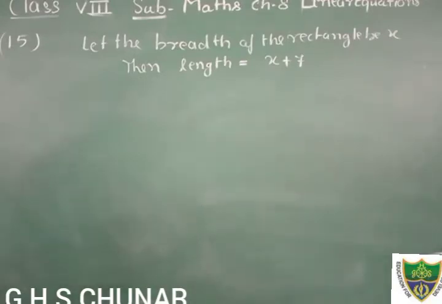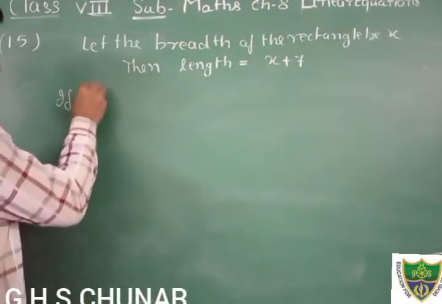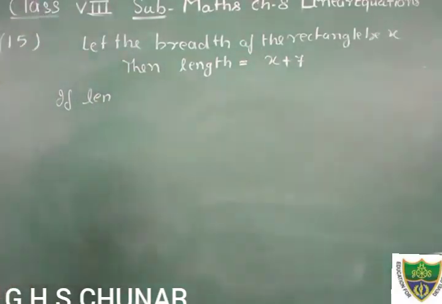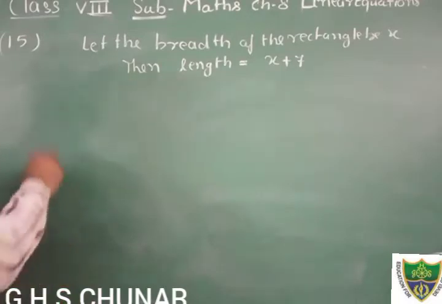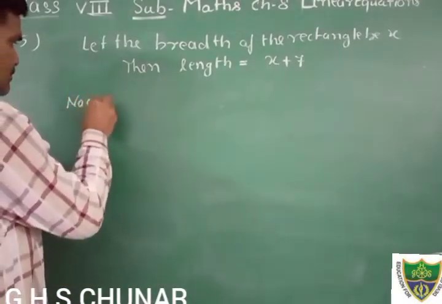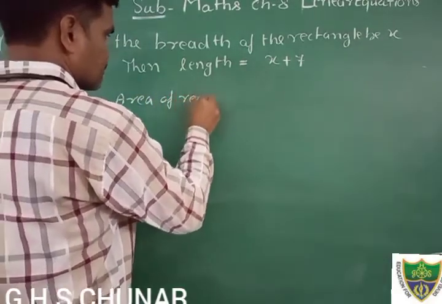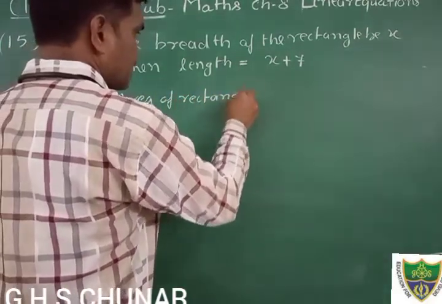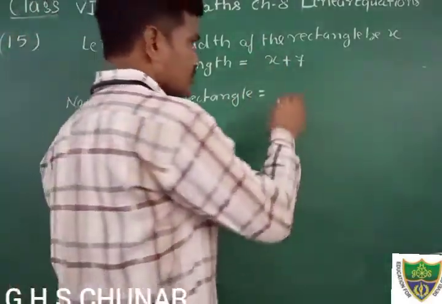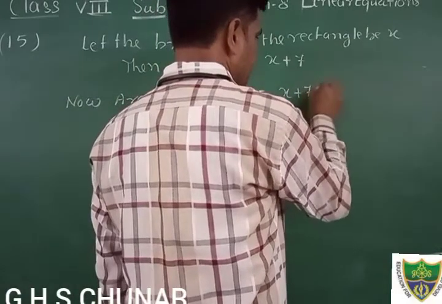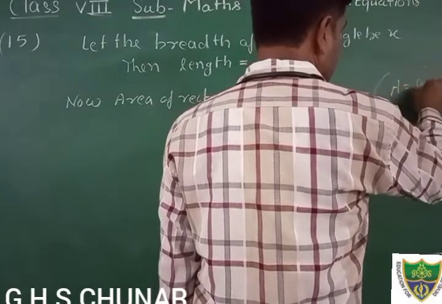Now, if the length decreases by 4, first we find the area. Now area of rectangle. What does the area of a rectangle mean? You know the area of the rectangle is L into B, so that is x plus 7 into x, because area is equal to L into B.